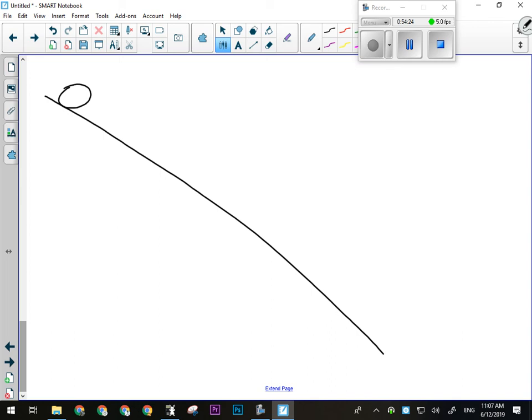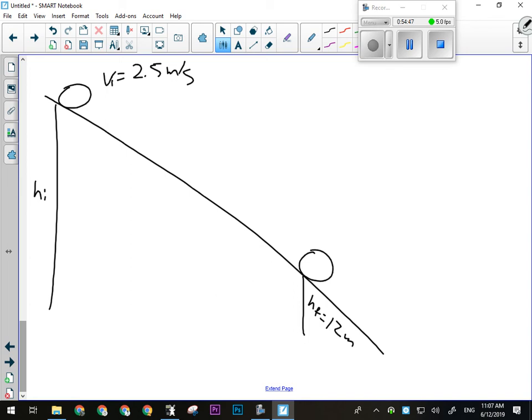Simple. Okay, so I don't know what the initial height is, but I know the initial speed is 2.5 meters per second, and I want to know how fast the ball is going when it is, I don't know, 12 meters above the bottom of the ramp. Sorry, and it's moving here at, let's see, 16 meters per second. All right, so I want to know how high it started from.